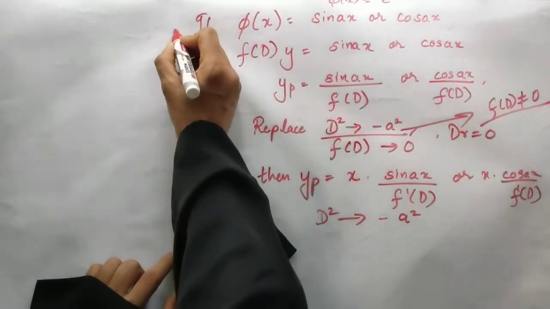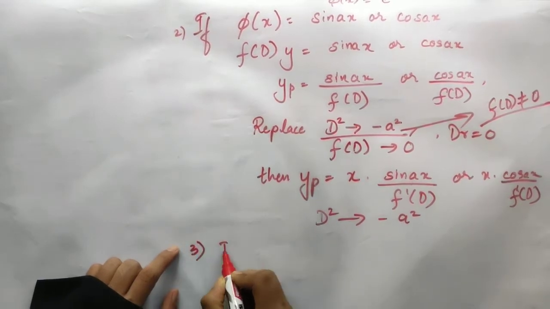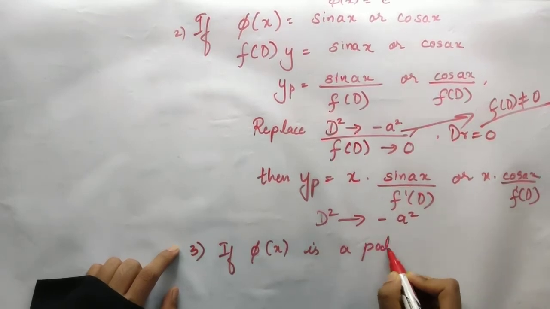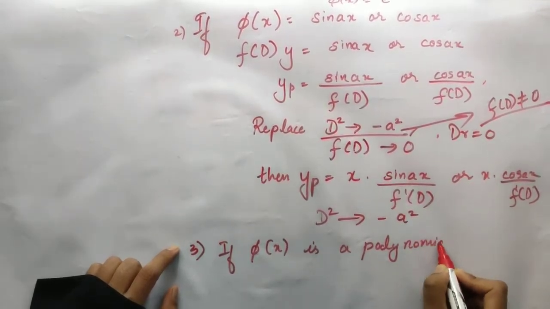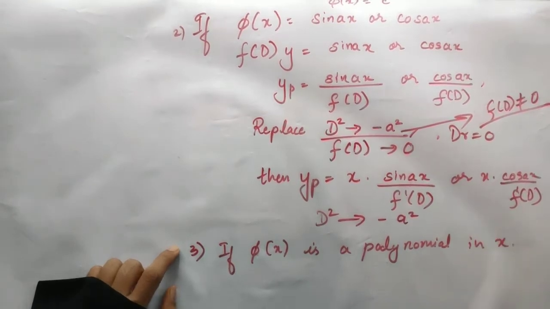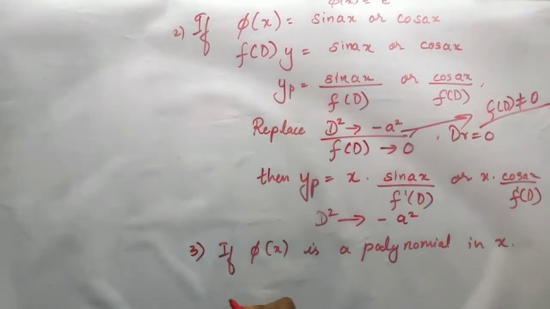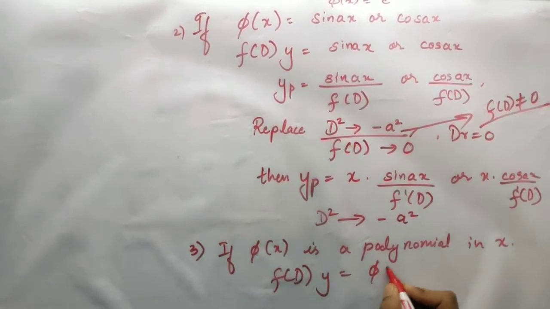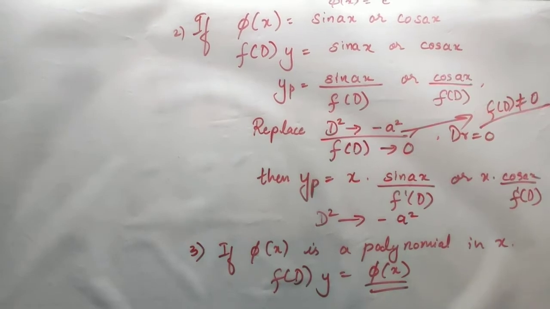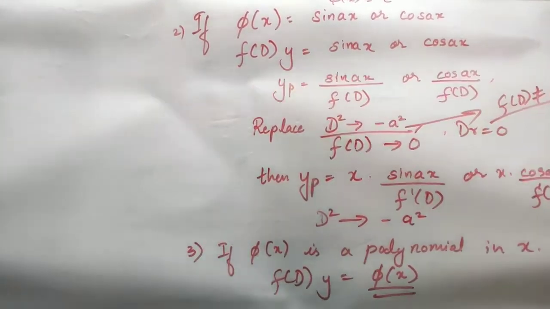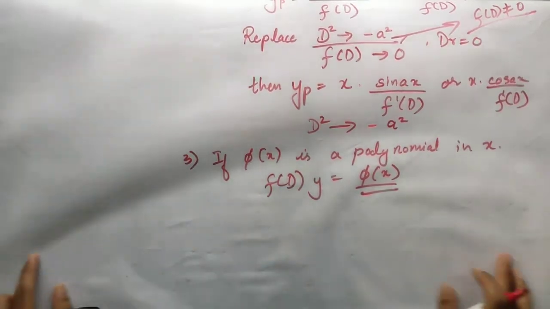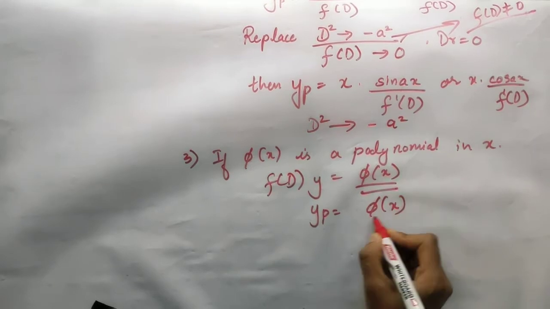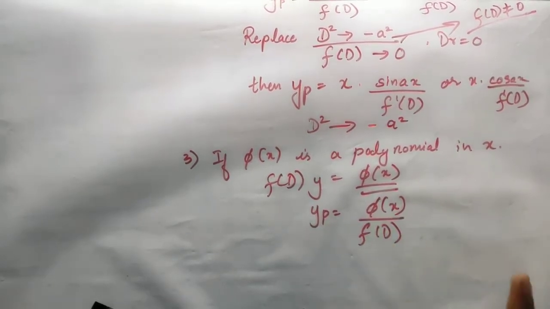Now let us continue with the last case. This was case 2. Case 3 is when phi of x is a polynomial in x. So you will have f of D of y equal to phi of x, where this phi of x is a polynomial in x of some degree. In this case we separate our yp like this: yp is equal to phi of x divided by f of D. Now here we do simple division.